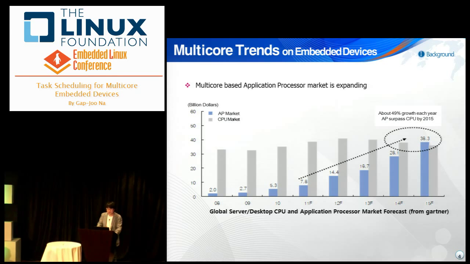As you can see, the sales estimate of the AP market has been steadily increasing, about 49% growth each year. Namely, following the chart, the sales estimate of the AP market will finally surpass that of the CPU market by 2015, according to a Gartner report.